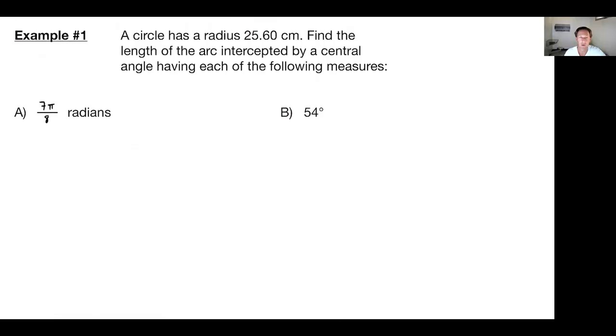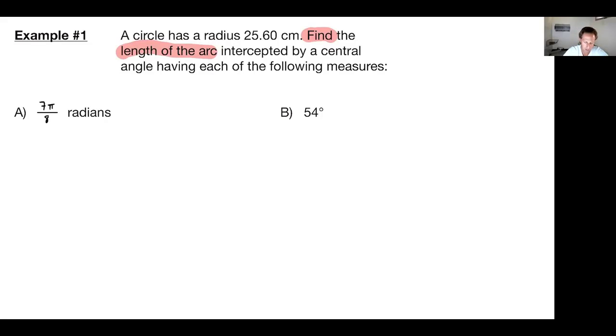Let's get to example 1 then. So the first one here says a circle has a radius of 25.60 centimeters. They want us to find the length of the arc intercepted by the central angle with these two measurements. So first things first, what are they asking us to find? Find the length of an arc, or arc length.